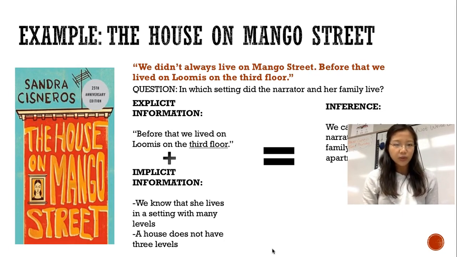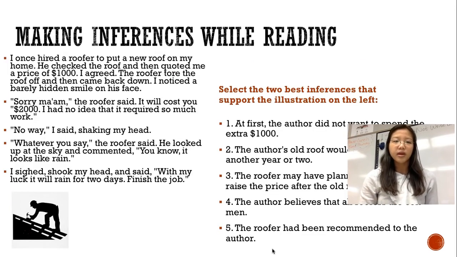So what conclusion, what educated guess can we come to based on the explicit and implicit information? We come to the inference that the narrator and her family lived in an apartment. See how that works? Okay, so let's move on to a longer passage. So here we have a passage about a roofer and his customer. Take the time to read this passage within like 2 or 3 minutes, and then try to select the two best inferences that support the text on the left.